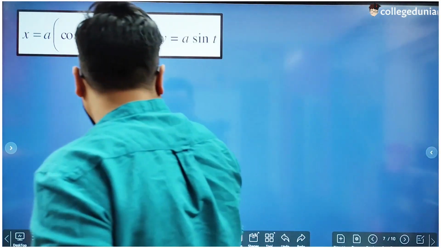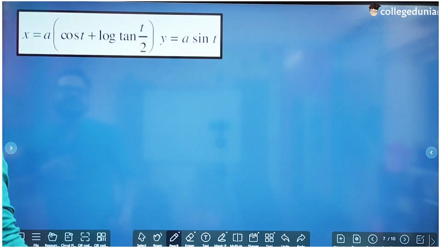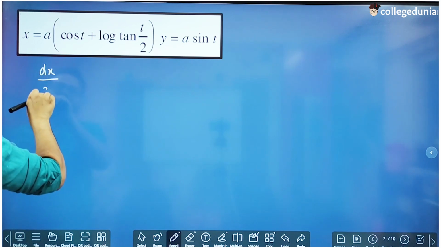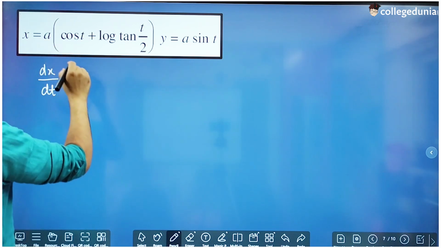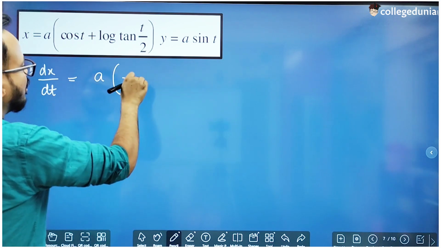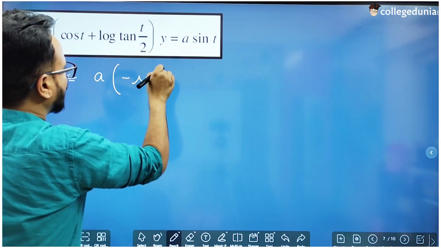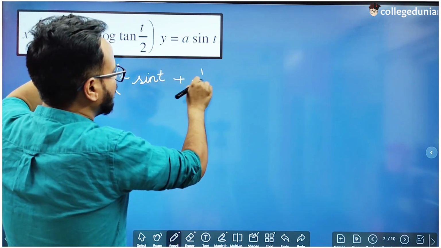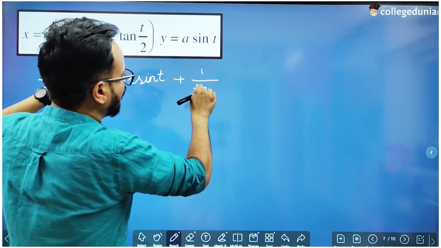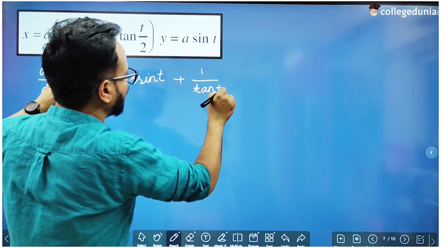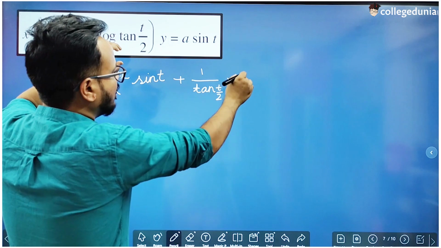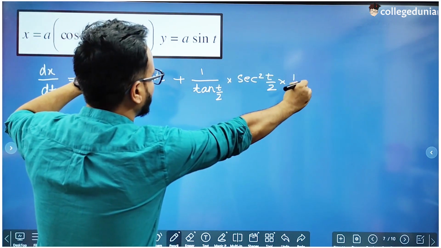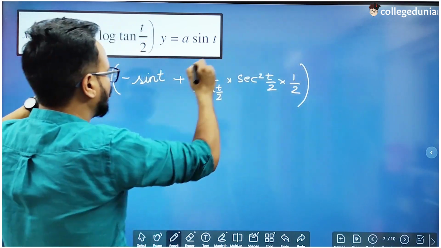Let's take one more example and we will move to the next topic in the next video. dx by dt is what? a is constant. Derivative of cos t is minus sin t plus derivative of log tan t/2 using chain rule. This is 1 upon tan t by 2 into derivative of tan, which is sec square t by 2, into derivative of t by 2, which is 1 by 2.